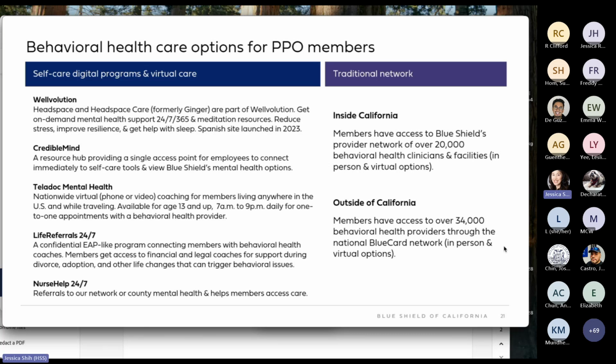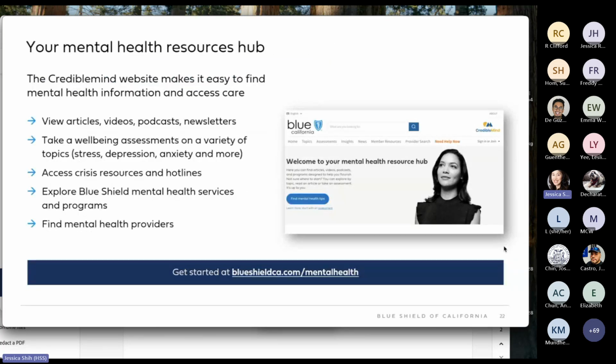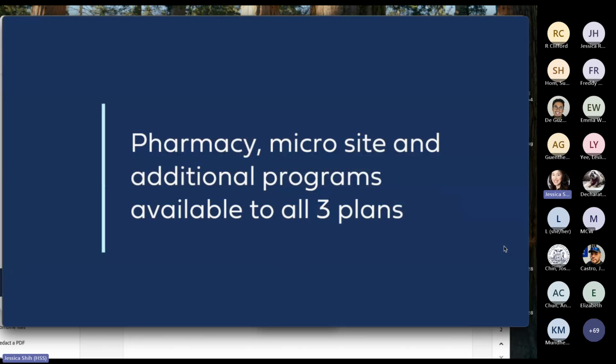Credible Mind is your virtual health resources hub. It offers articles, videos, podcasts, and newsletters. You can take a well-being assessment on a variety of topics, including stress, depression, anxiety, and more. You have access to crisis resources and hotlines. You can explore Blue Shield mental health services and programs, and you can find a mental health provider. To access, just go to blueshieldca.com/mental health.